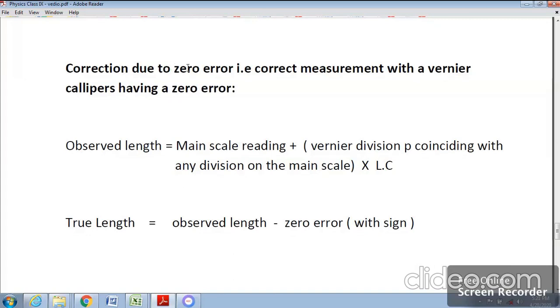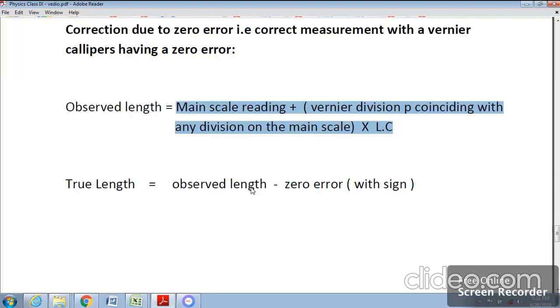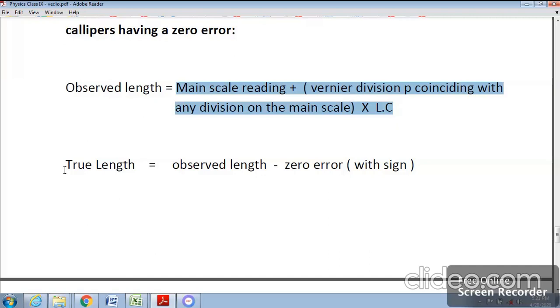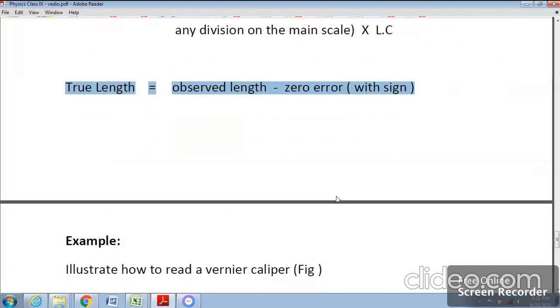Now, corrections due to error. How to do the corrections? We have a formula for observed length, which is equal to main scale reading plus vernier scale reading. And for vernier scale reading, we follow the same process: coinciding division into least count. Now, what will be the true length? For true length, the formula is observed length minus zero error with sign. If we have a positive error, we put the sign of the positive error. If we have a negative error, we put the sign of the negative error.